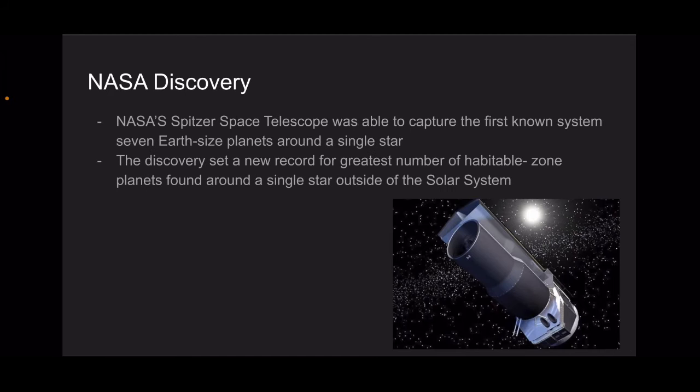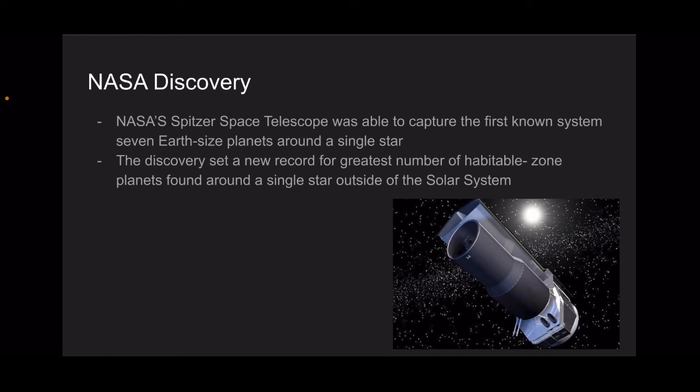And then lastly is telescopes. One of NASA's discoveries was with the Spitzer Space Telescope. They were able to capture the first known system of 7 Earth-sized planets around a single star. And so this was really cool. It's just knowing that there are 7 other planets, 3 of them actually like the Earth, that have the possibility of having liquid water in them.